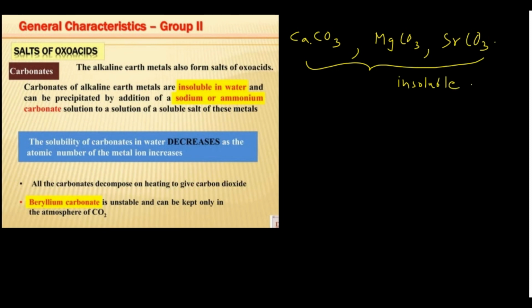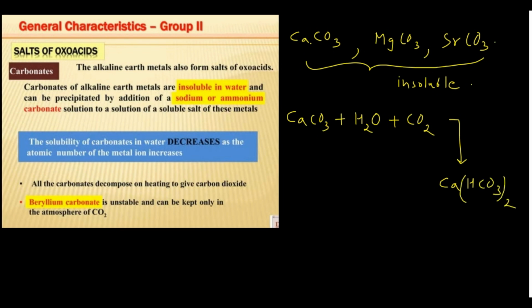However, if you pass carbon dioxide through the saturated solutions of these carbonates, they can be made to dissolve. Why? Because they form bicarbonates. You can focus on this particular reaction. Say my calcium carbonate is there, which is the most insoluble substance in water hardness. If you try to dissolve it in water, it will remain undissolved. But if you pass carbon dioxide gas through this saturated solution, the calcium carbonate dissolves, because calcium bicarbonate is the product in that case. Similarly, you can do this reaction with magnesium carbonate as well as strontium carbonate. So this is how you can prepare them.